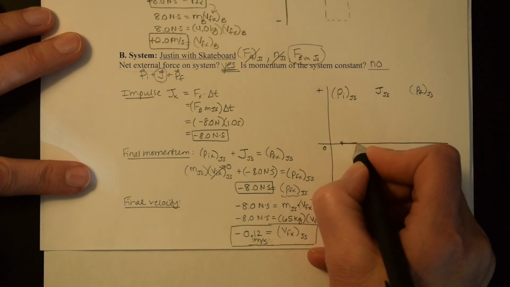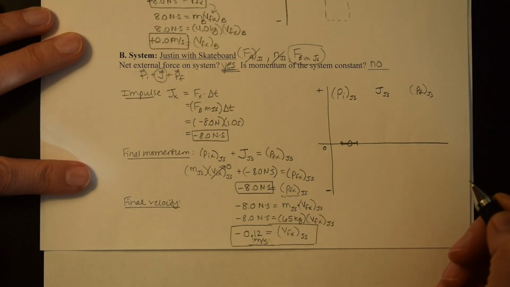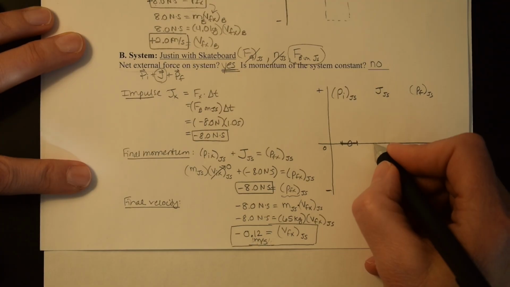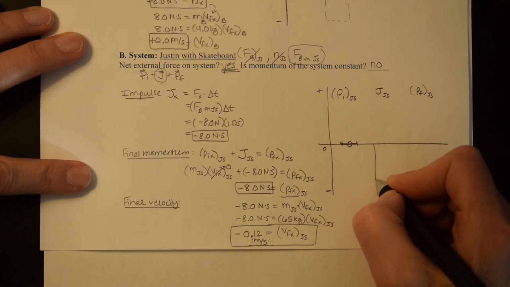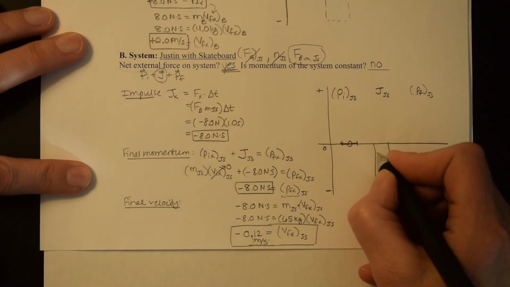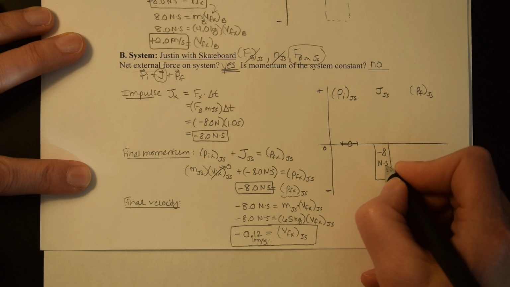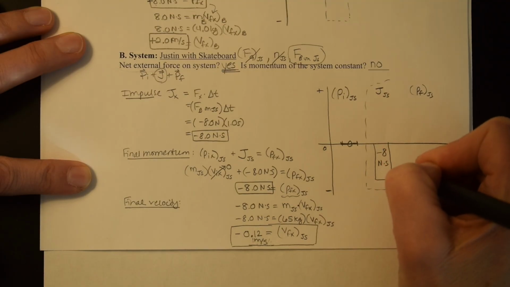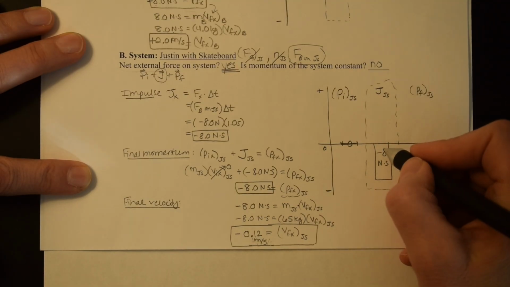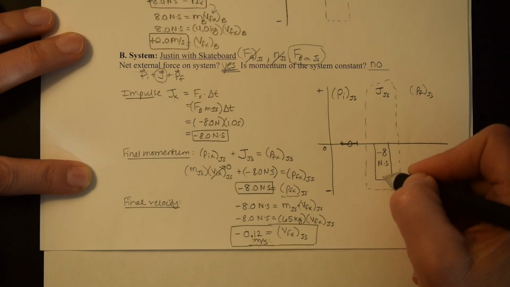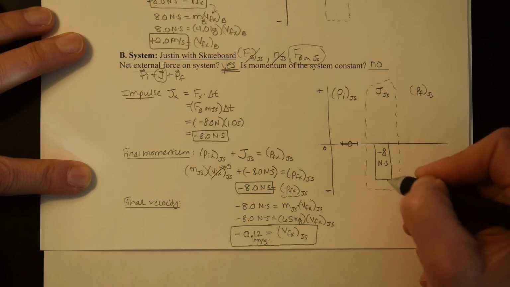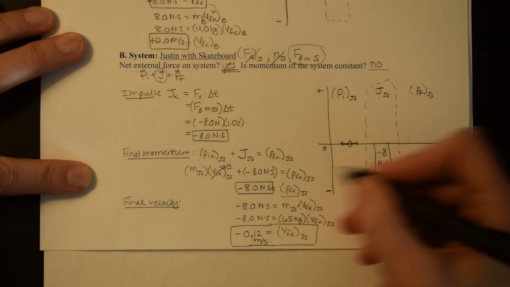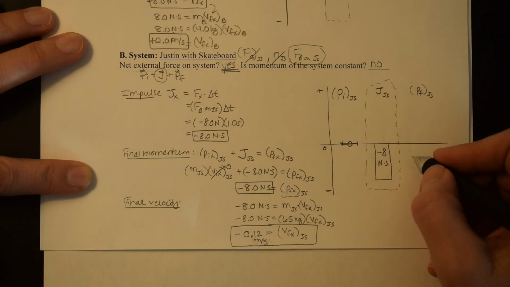So initially there is 0 momentum because Justin and the skateboard are at rest. Then they experience an impulse of -8 Newton seconds. That is the impulse, which caused the momentum of the system to change. And the amount that it changed by is the amount of the impulse. That is exactly equal to the change. So then the final momentum that we found was -8 Newton seconds.